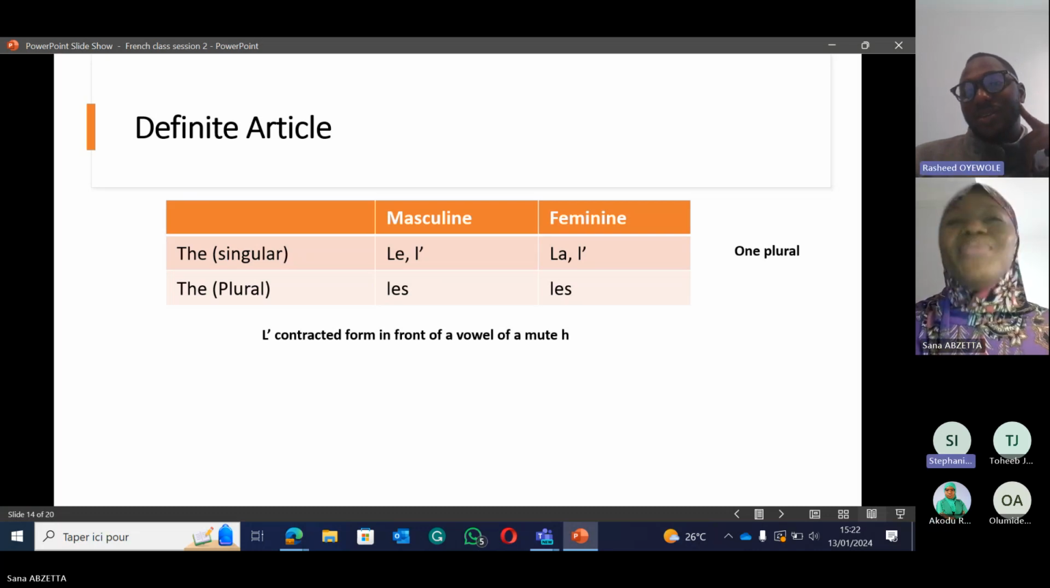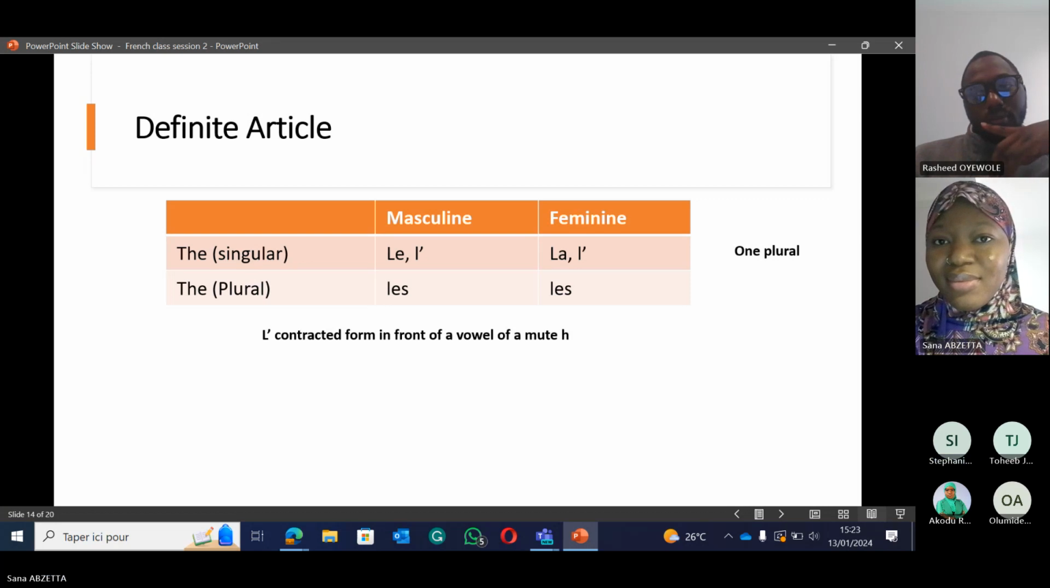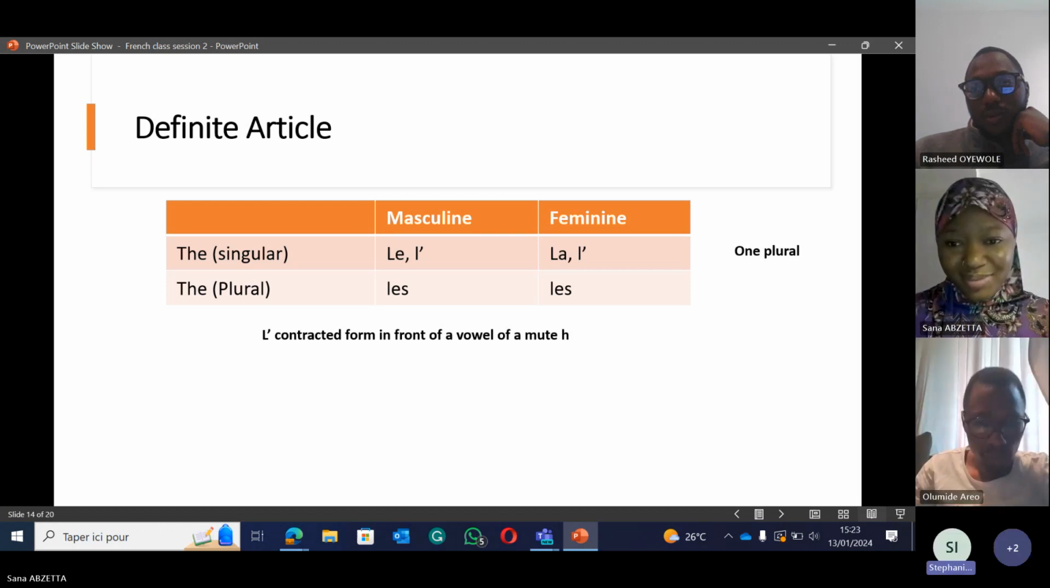Okay. And if the word is feminine, for example, if you want to say the girl in French, it will be la fille. La fille.